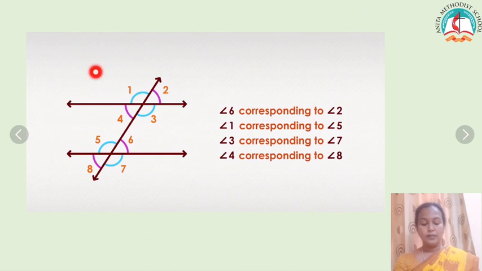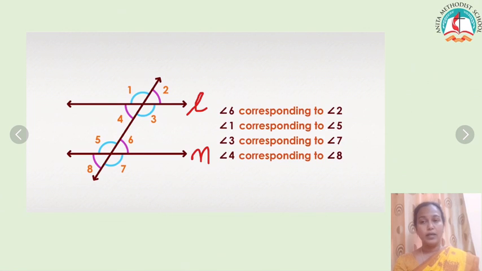Now if you see here, 6 and 2 are the corresponding angles. We'll mark this as line L and this as line M. This 2 and 6 are formed above the lines, on the same side and in the same position. So they are corresponding to each other and they are equal. Do you understand, children?